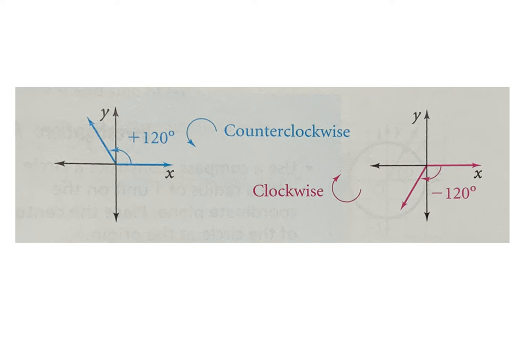If you see a negative, it means you started right here in standard position and then went clockwise. That means negative 120 degrees. Negative 90 would be down here, positive 90 would be up here. That's the only difference between positive and negative degrees. It's just talking about movement on the coordinate plane.